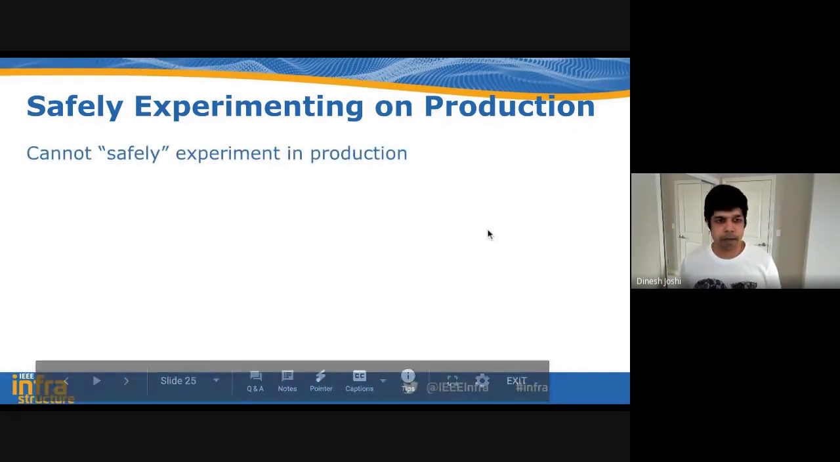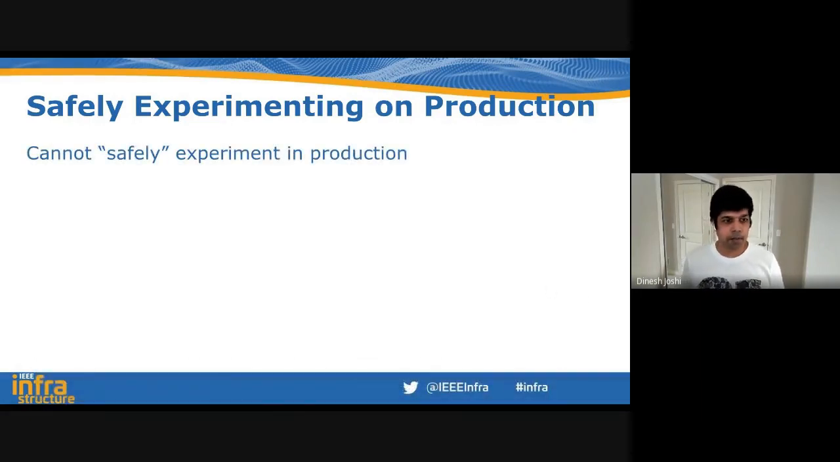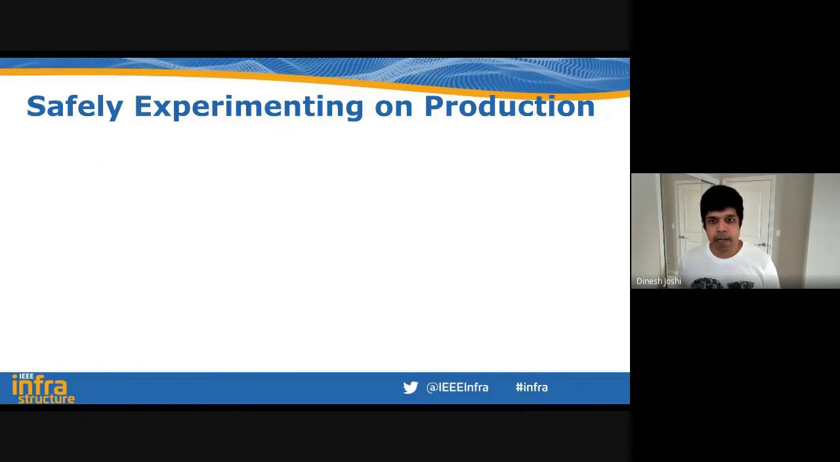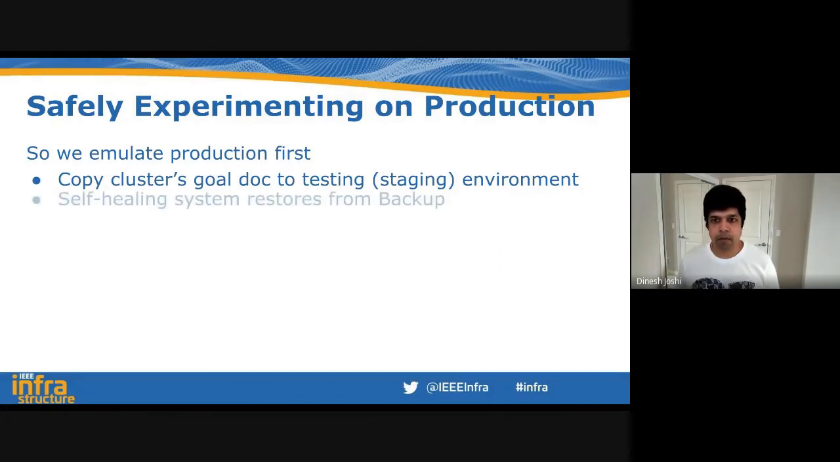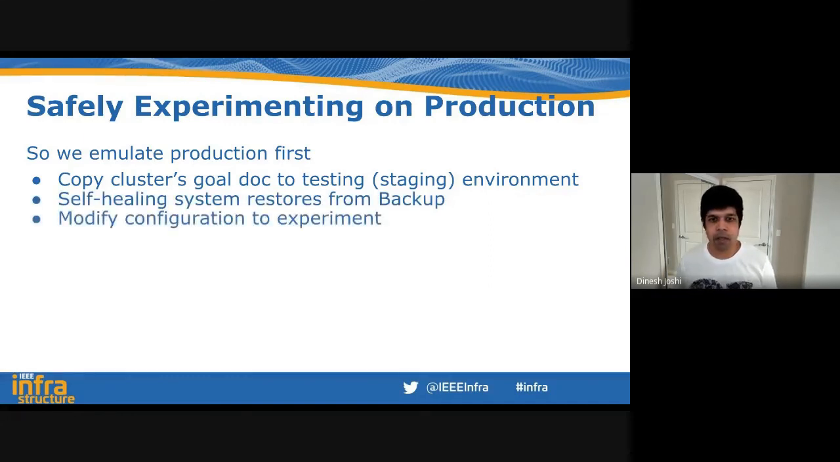So in order to safely experiment in production, one needs to know that there is no way we can safely experiment in production. So what's the next best thing for this? Much like a science experiment, we make an experimental setup. This is easy using a self-healing architecture where we simply copy the cluster's goal doc to a test environment. The self-healing system restores the cluster state from the backup, and then we alter the configuration of the system to the experimental configuration.